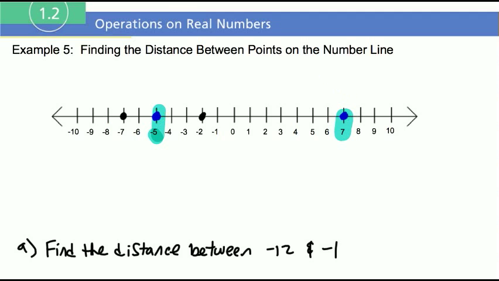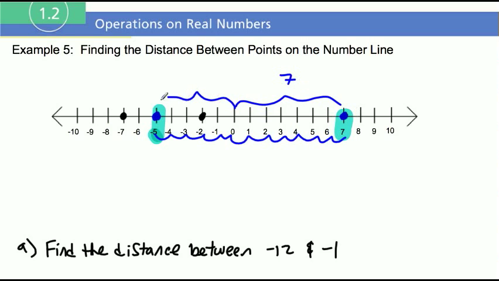If you think about it, wouldn't you just count? How many times would you have to count to go from here to here? Well, from 0 to 7 is 7, and from 0 to -5 is 5. So 7 plus 5 is 12. So I would say the distance from 7 to -5 is 12.